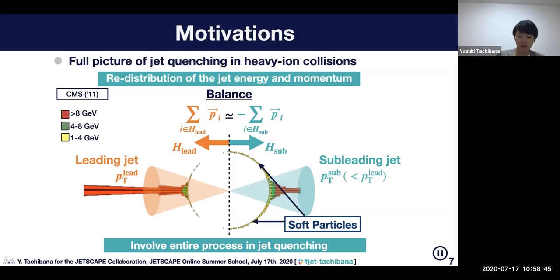And how is this imbalance compensated by the other particles? We can see many soft particles outside of the jet cone, and they compensate the imbalance between the leading jet and subleading jet. So such energy momentum conservation can be seen only when we include the medium response effect. Otherwise, we cannot have energy momentum conservation like this. So if we are interested in observables involving the entire process of jet quenching like this, definitely we need to have medium response contribution in our theoretical study.